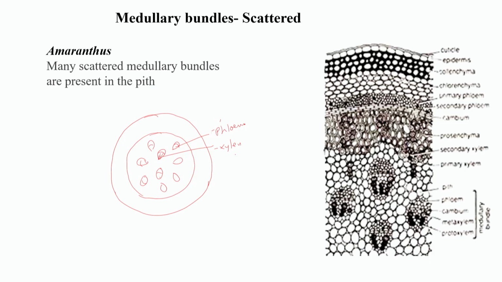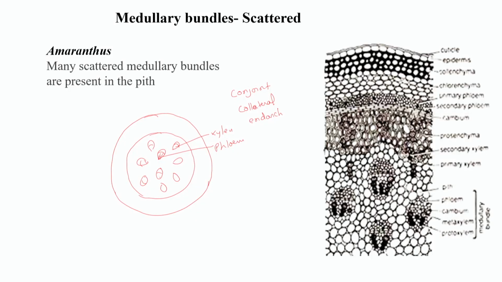So in all the cases, these medullary bundles are normal in their orientation. They are conjoint, collateral and endarch. Secondary growth formation doesn't happen. Generally, if cambium is present, it will be very feebly developed, or almost functionless or absent. So medullary bundles do not take part in secondary growth formation. Even in Boerhaavia, you will find the normal conjoint, collateral and endarch condition.